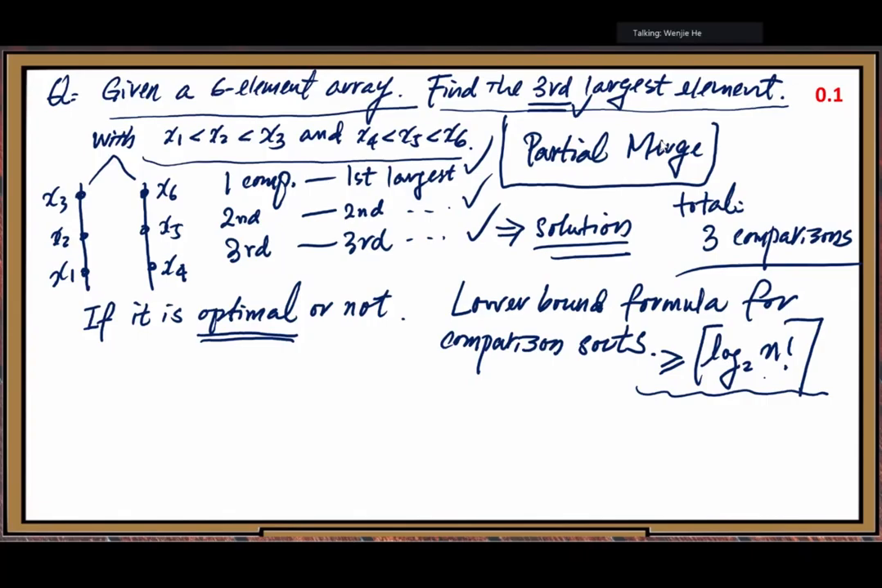Now, this question: actually, the answer is still unknown. That means, is it always possible to find a sort that can hit this lower bound? That answer is unknown.